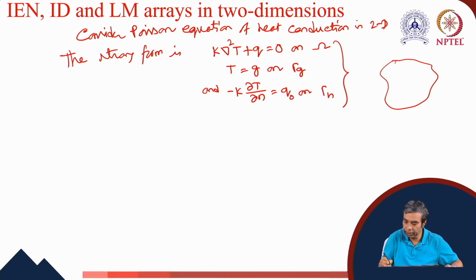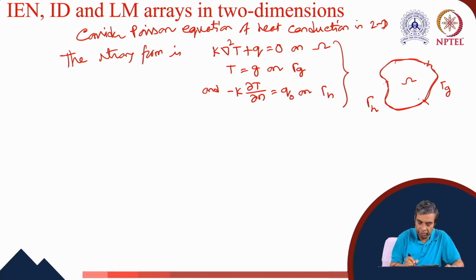We show a representative domain. This is omega. This portion we just identify as gamma G, and the remaining portion of the boundary we consider as gamma H. So this is the essential boundary condition part, and the remaining portion which I am highlighting here, that is the Neumann boundary condition part.